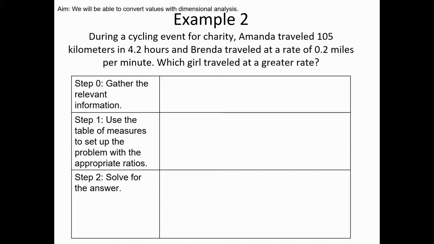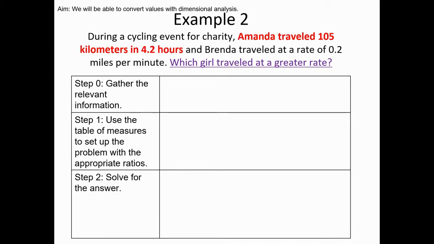Step 0. This is a new step from the previous one because of a word problem. We have to gather the relevant information. Remember, the most important part of a word problem is the question. The question is which girl traveled at a greater rate? Who's faster? So looking at this, I see Amanda traveled 105 kilometers in 4.2 hours, and Brenda traveled at a rate of 0.2 miles per minute.